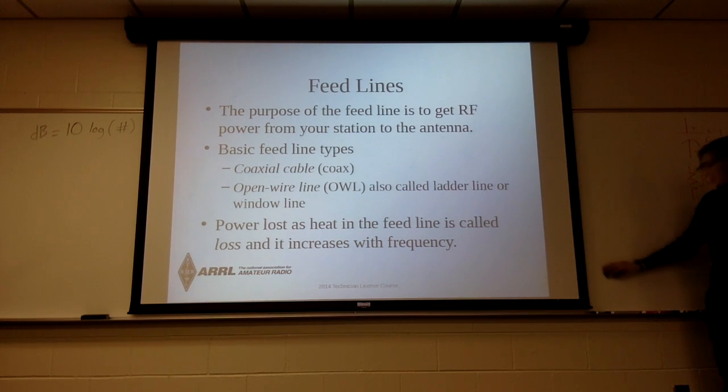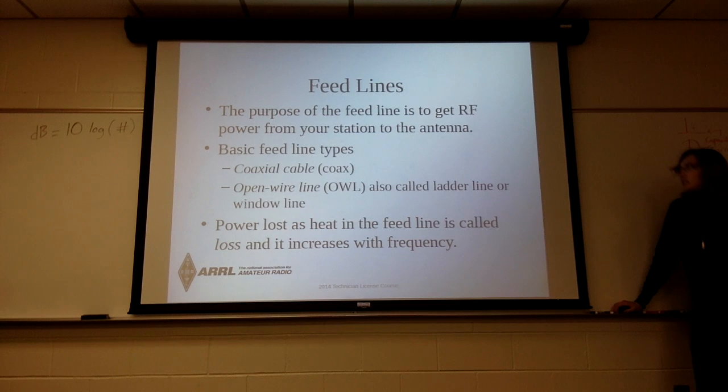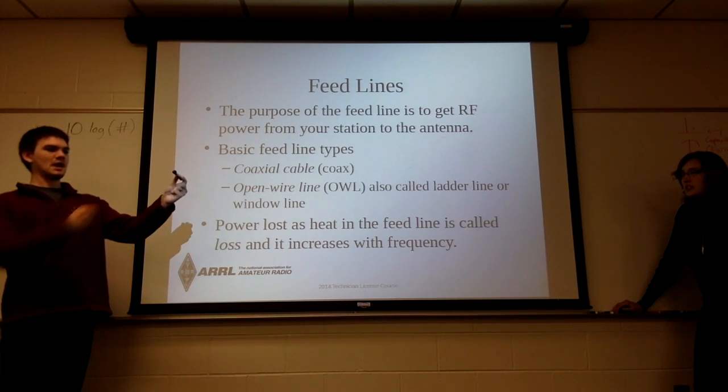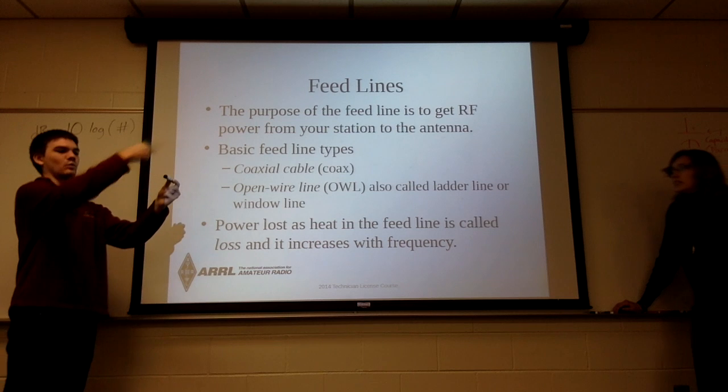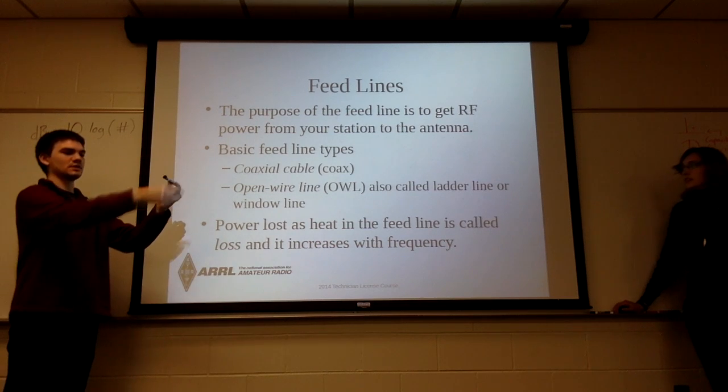Now we're working our way down, and now we're at the feed line. The feed line, once again, is what you connect from your radio to your antenna. Its purpose is to get the RF energy that's generated by your radio to the antenna. There are two basic types. One's called coax. Coax is short for coaxial cable. There's one wire in the center of coax, and there's an outer sheath, like a metal shield around it.